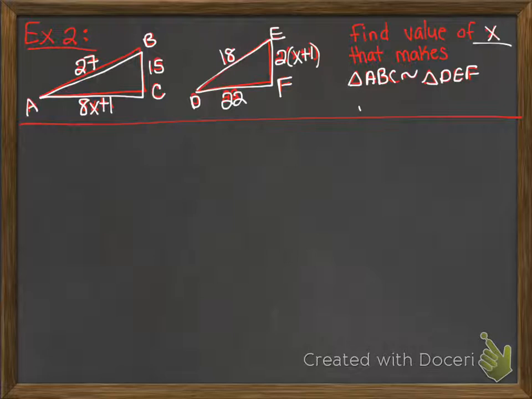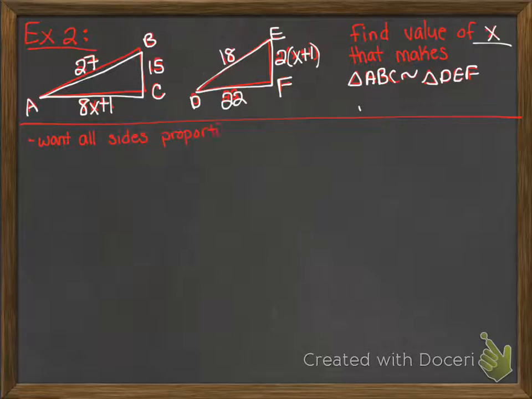I want my triangles to be similar, so what do I want to happen? I want SSS to happen, meaning I want all my sides to be proportional. I want my ratios to be equal. What are my two corresponding sides that are both known? AB and DE. I know AB and DE are in the same spot, so they are corresponding. So I'm going to start with AB over DE.